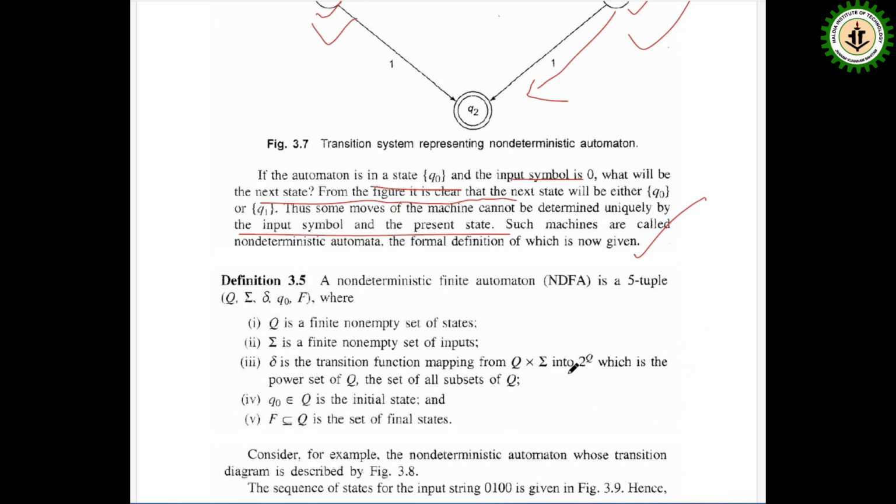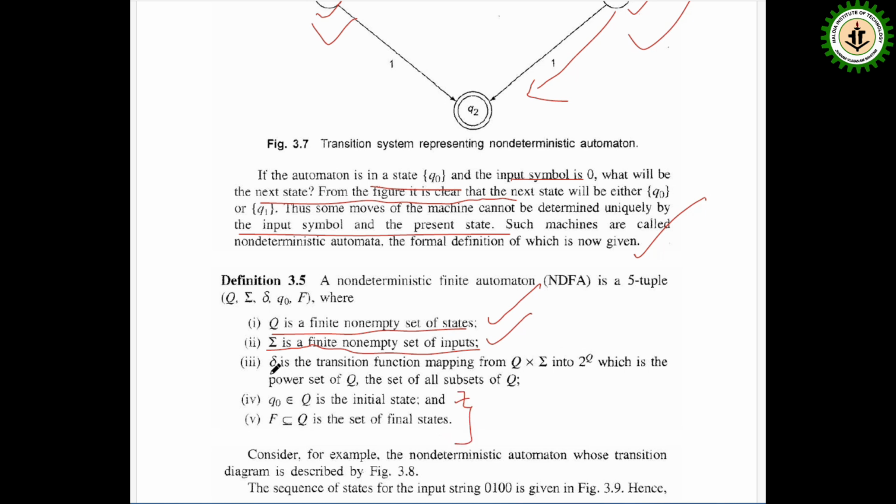A non-deterministic automata also has 5 tuples: Q, sigma, delta, q0, F. So what is Q? Q is a finite non-empty set of states, that is, the set of all states. Similarly, sigma is the set of inputs. It is also finite and non-empty. q0 is the initial state, and F is the set of final states.